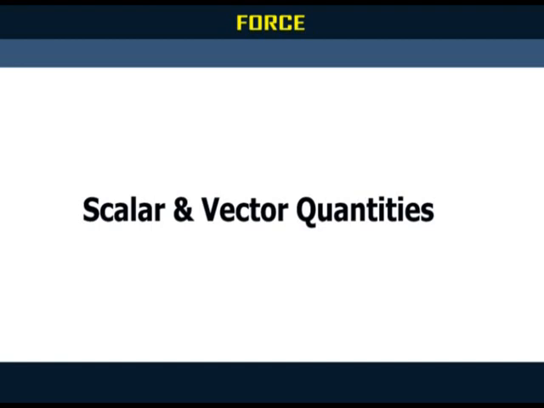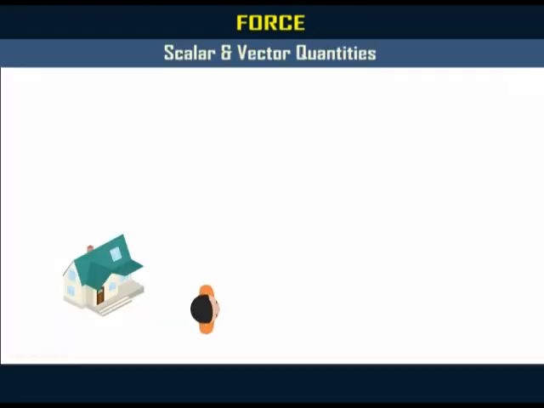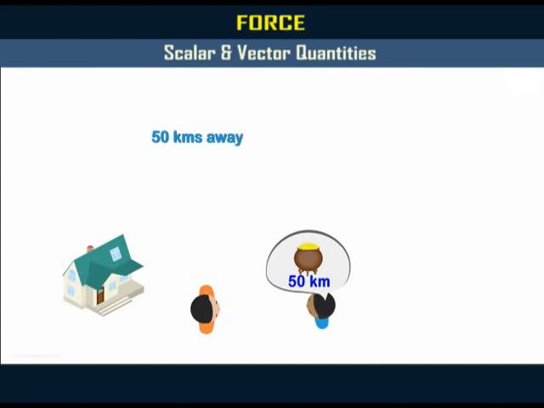Finally, scalar and vector quantities. Now, suppose someone tells you that there is a port 50 kilometers from your home. How long will it take you to find it? I doubt you ever will. And that is because the person has given you the distance, but the question is 50 kilometers in what direction? It could be this, that, or that.